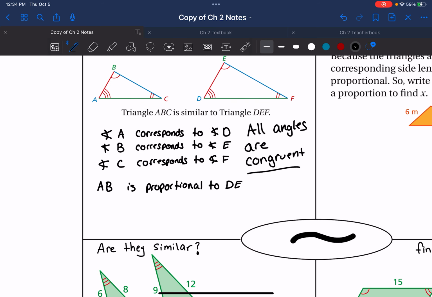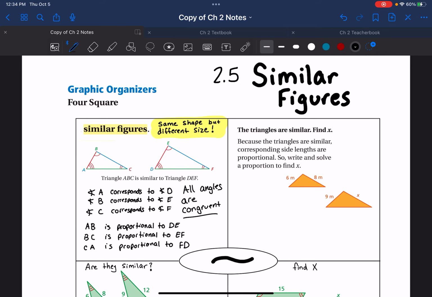I'm going to go ahead and finish this. AB is proportional to DE. BC is proportional to EF. And then CA is proportional to FD. So things are similar if their side lengths are proportional. Okay, going back to the book.